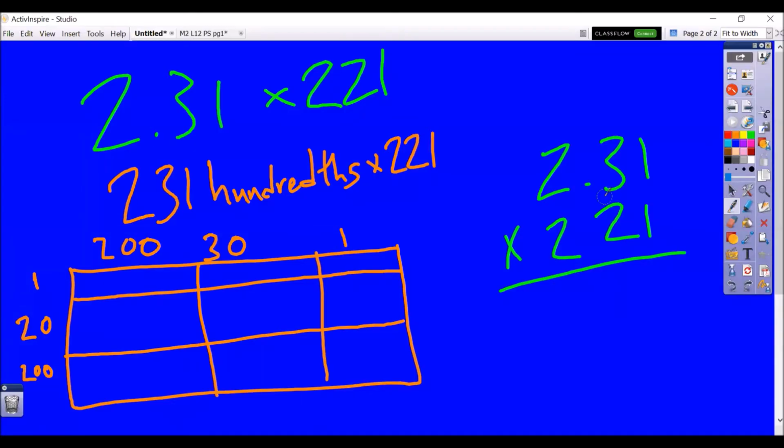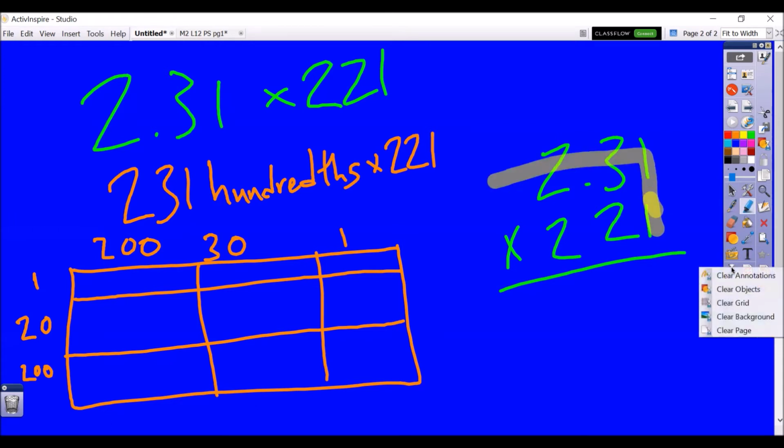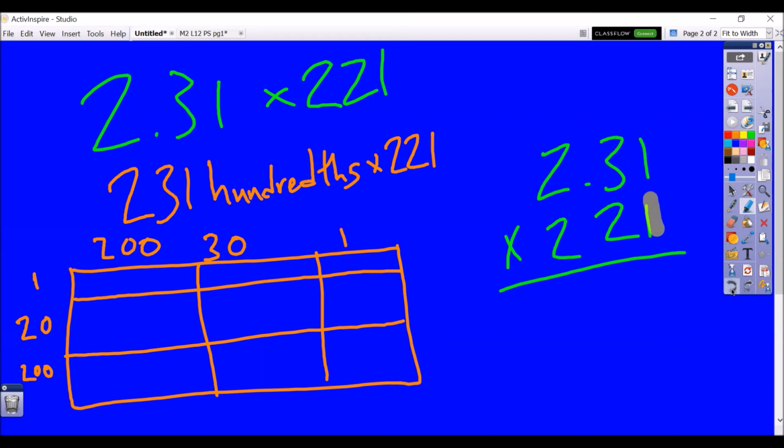All right, so now we're going to just go ahead and do what we always do and take our first digit down here in the ones place. We're going to multiply it by the top number. Oops, get rid of this highlighting so I can get my pen tool. And 1 times 1 is 1, 1 times 3 is 3, and 1 times 2 is 2.